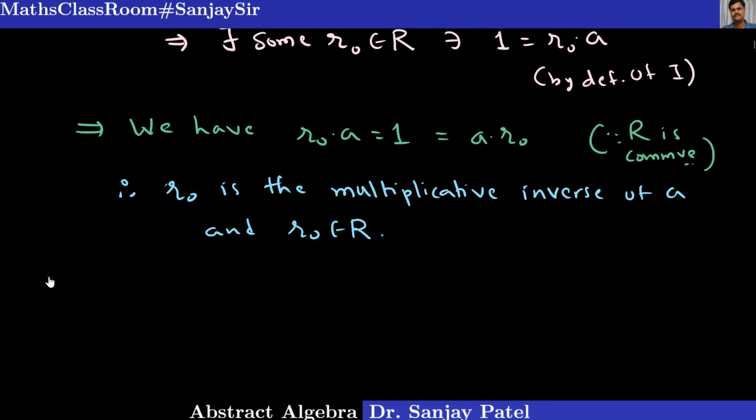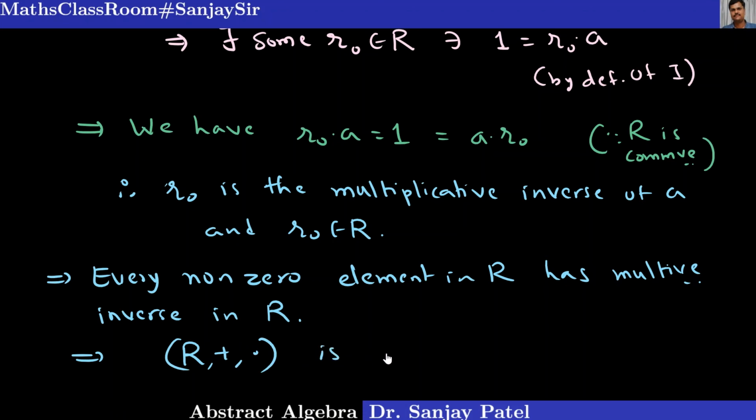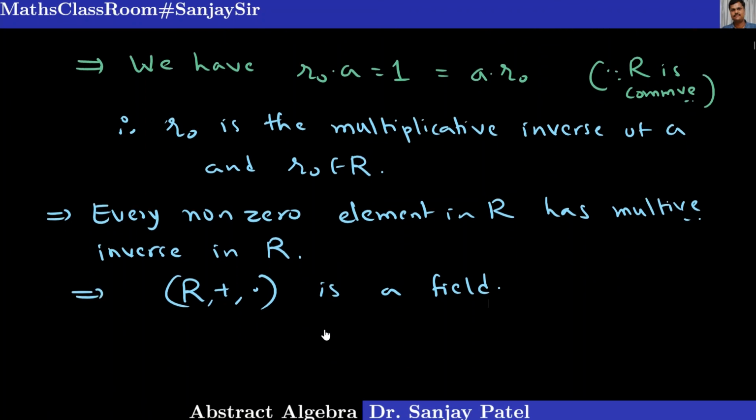So thus every non-zero element in R has a multiplicative inverse in R. Therefore R plus dot, this ring, is a field, because we are already given that it is a commutative ring with unity, and we have proved this fact, so it is a field.